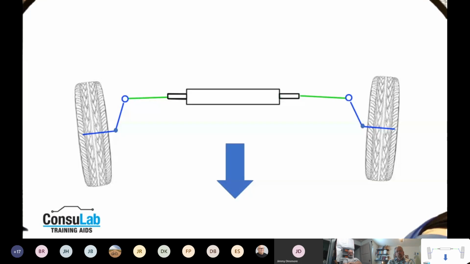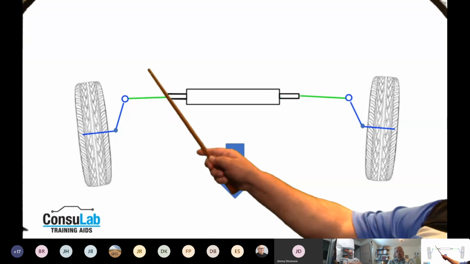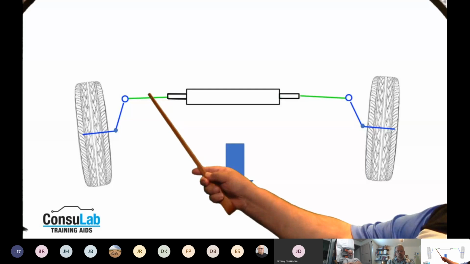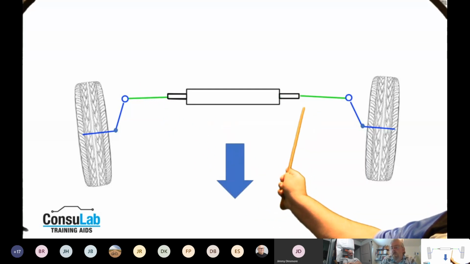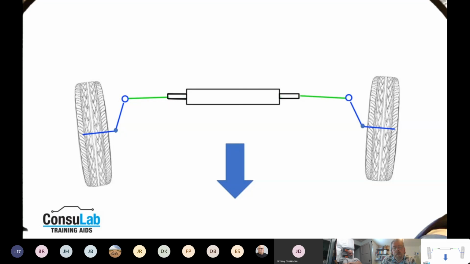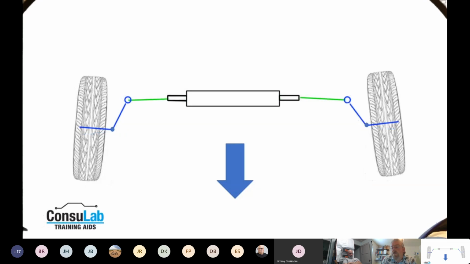So we can adjust toe in by lengthening the tie rod ends. So if we lengthen the tie rod ends, we're going to make an adjustment typically here or over here, and we're going to adjust toe in or adjust toe, because it could be toe in or toe out. Not too many actually set with toe out. It's usually somewhere in the 0 to toe in range.